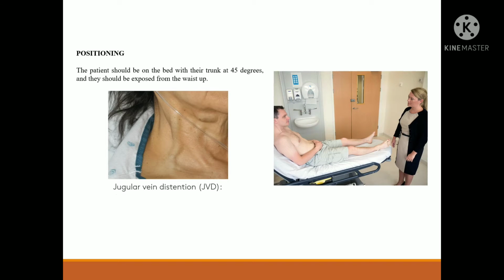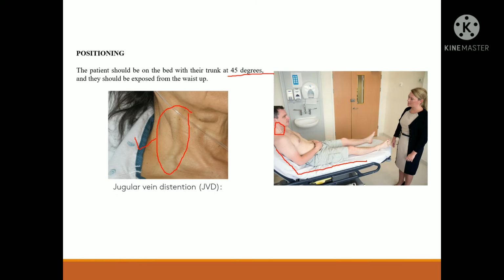Step 2. Positioning. The patient should be on the bed with the trunk at 45 degrees and they should be exposed from the waist up. This is the position we give for a patient. Begin by observing the patient from the end of the bed. Inspect the neck for any jugular venous distension. If there is jugular vein distension, the jugular vein will be seen like this on a patient's neck.